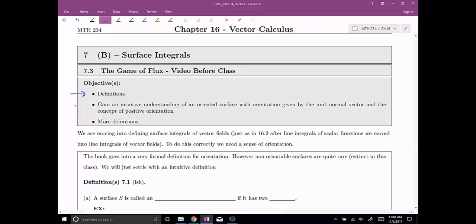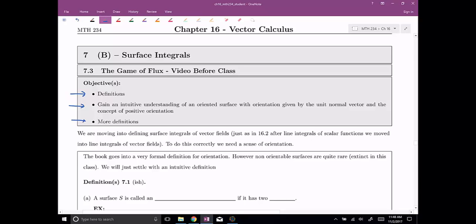definitions. I'm going to talk a little bit about oriented surfaces. We need the sense of orientation for surfaces, and this is similar to orientation for closed curves. We'll have orientations of surfaces, and this will be largely determined by the unit normal vector. And I'm going to give you even more definitions.